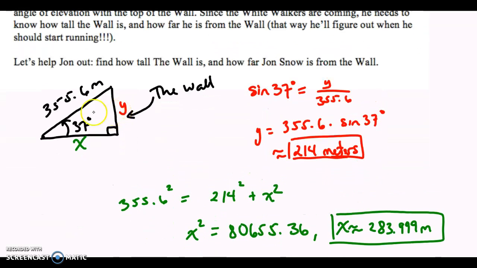So if I wanted to solve for y, I did need to use sine. And following this math, I got 214 meters. For the horizontal distance, I just used Pythagorean theorem here to get 283.999 meters. One note I wanted to make, the AP tests will usually use 3 decimal places and no more, and we'll actually not do any less either. We'll usually stay at 3 decimal places unless stated otherwise.